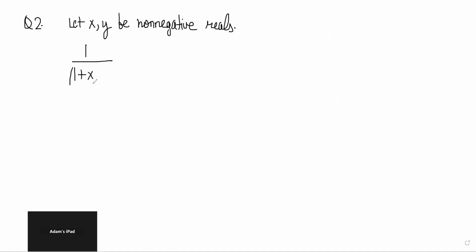Okay. The next question was, let x and y be non-negative reals. And you have to prove that 1 by 1 plus x whole square plus 1 by 1 plus y whole square is greater than or equal to 1 by 1 plus xy.